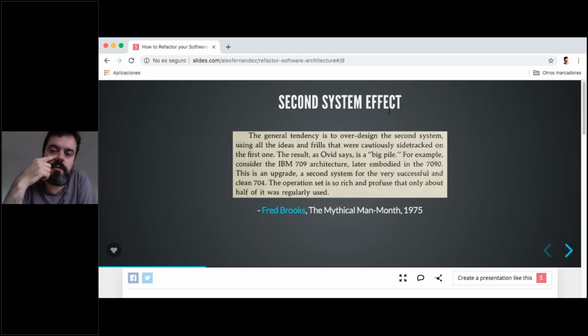But then he spoke also about other things, and one was the second system effect. And what he spoke about was that when architects designed the second system, they used to bring everything that they had left around the first time, and then what they got was a big pile of things, usually over-architected. So if you rewrite everything, you have the risk of running into this effect and then gathering a huge system that is over-engineered and bloated.